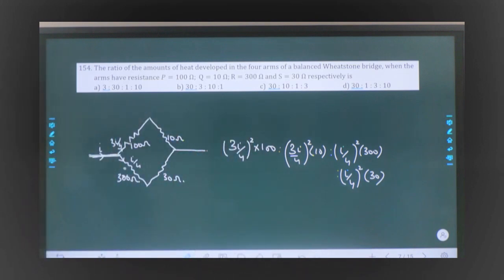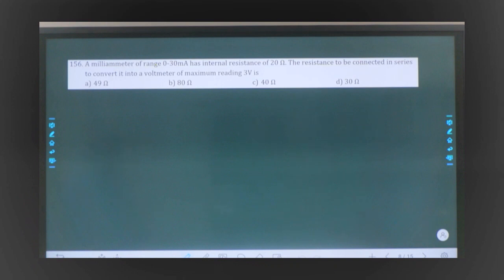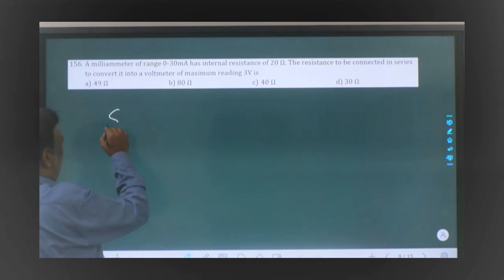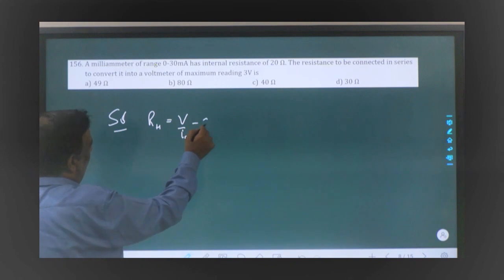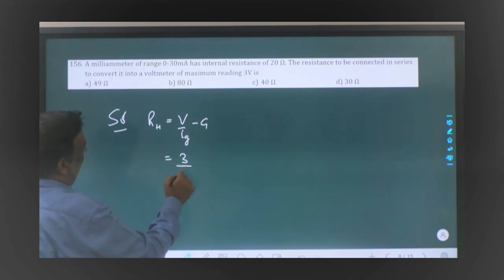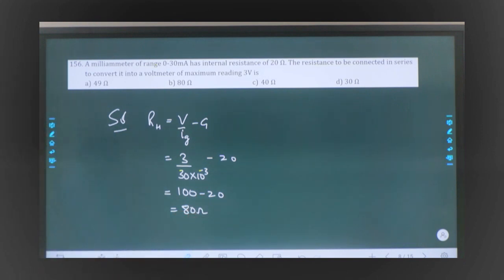With answer power dissipated. And then question number 156. A milliammeter of range 0 to 30 milliampere has internal resistance 20 ohm. What resistance connected in series converts it into a voltmeter? The formula to convert it into a voltmeter: Rx is equal to V by Ig minus G. हमें V given है, it's 3 volt, Ig is 30 milliampere, minus 20. So 100 minus 20, 80 ohm resistance.